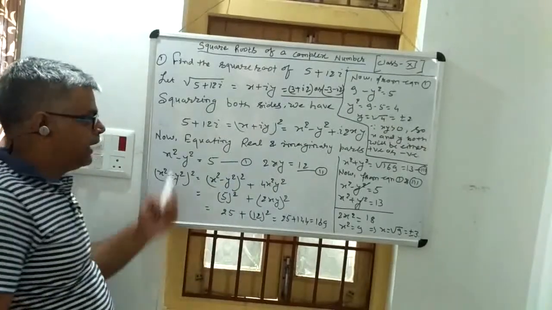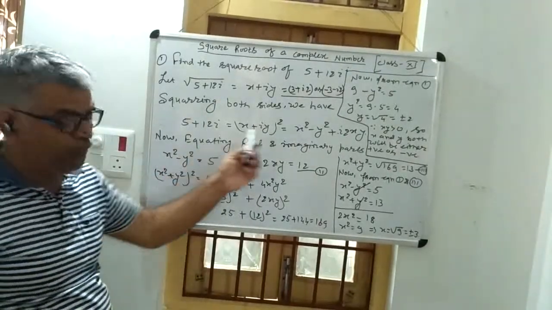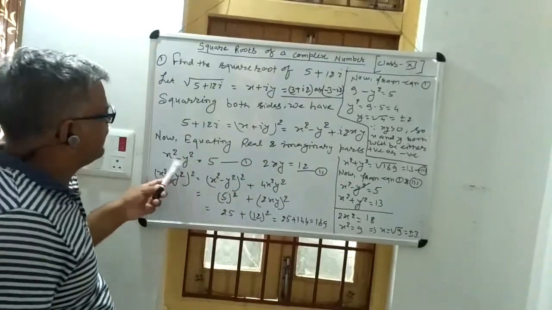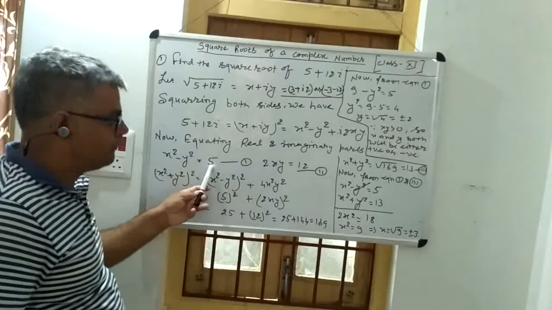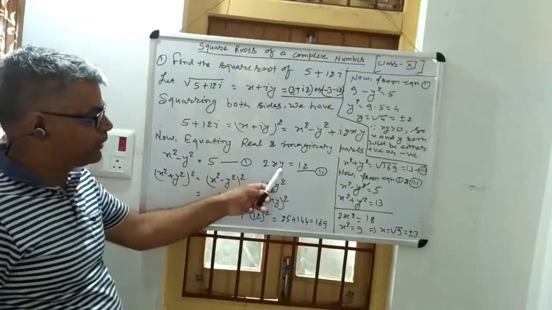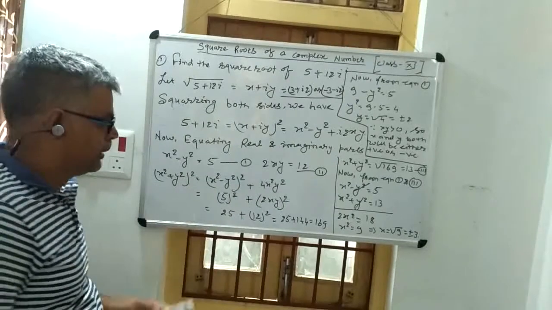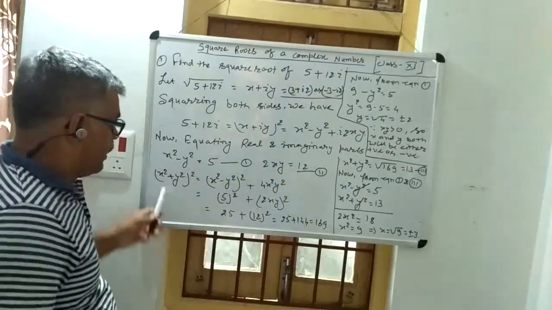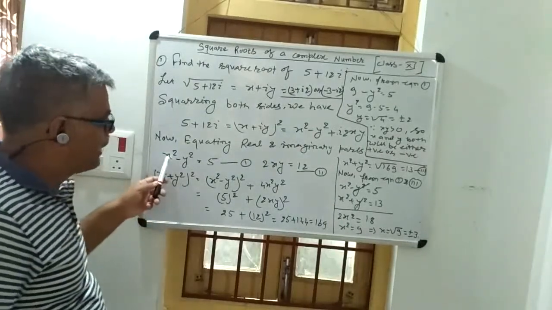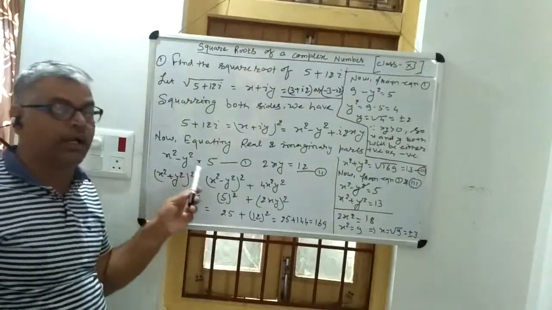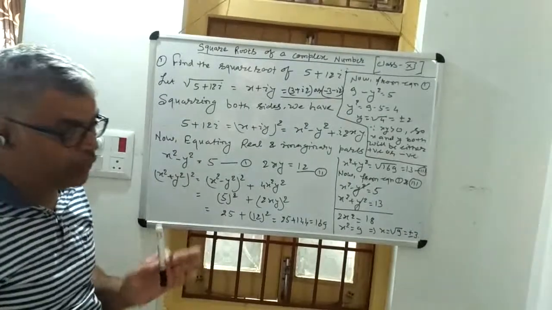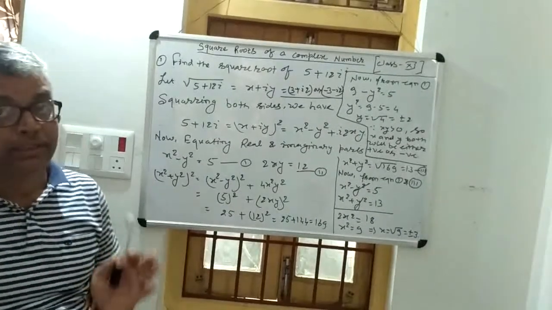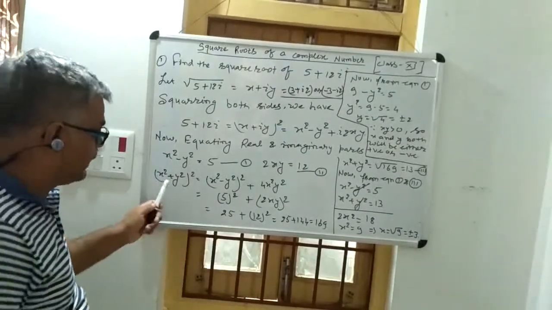Now equating real and imaginary parts on both sides of the equation, we get x square minus y square equals 5 and 2xy equals 12. Suppose this is equation 1 and this is equation 2. Since we have the value of x square minus y square and we need to find the values of x and y, we now apply a formula to get the value of x square plus y square.